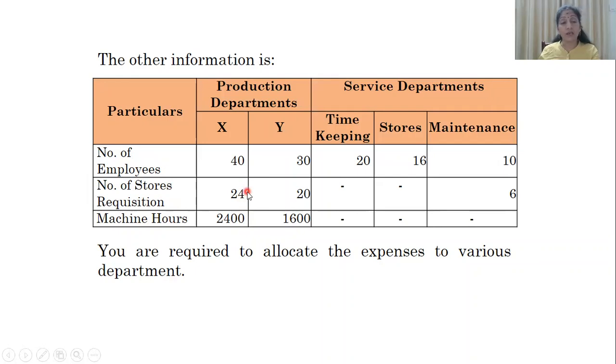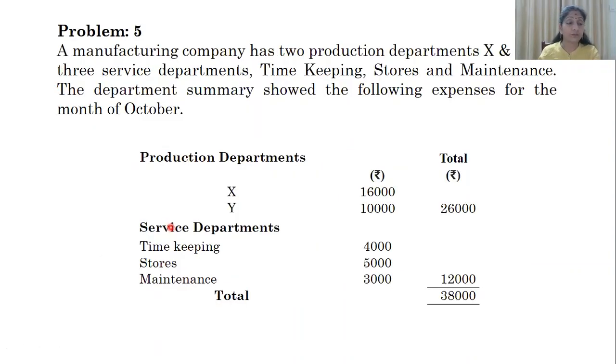After apportioning, the first service department is taken up. See, after apportioning, this is first, this is second, this is third. Which is the first service center? First one is timekeeping, we numbered. Second one, stores, we numbered. Maintenance, third, we numbered. Okay.